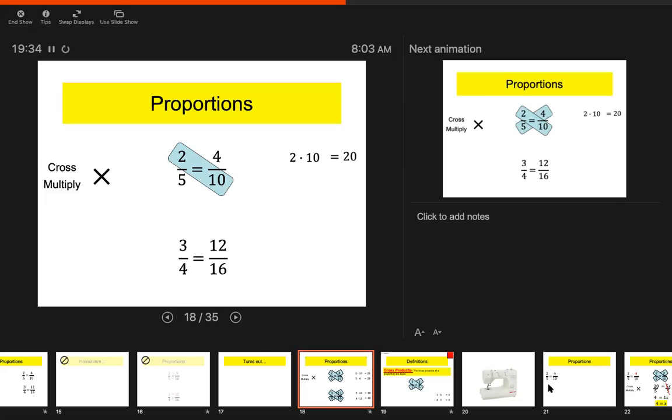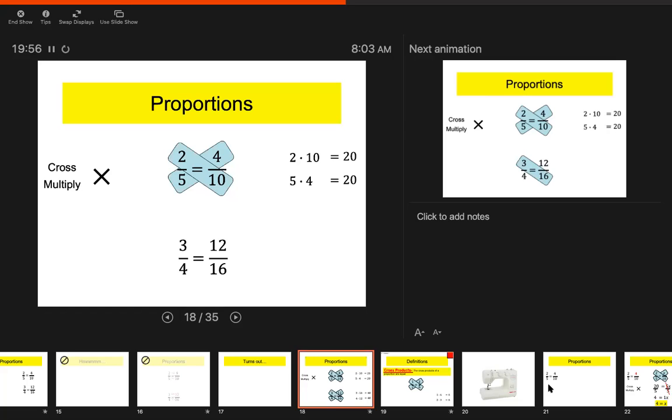Big whoop. So what? When you make the second cross, look at the magic. What also do we get? It turns out this happens every single time that you have a proportion. It will always happen. I'll explain at the end of class why it always happens. Check it out.